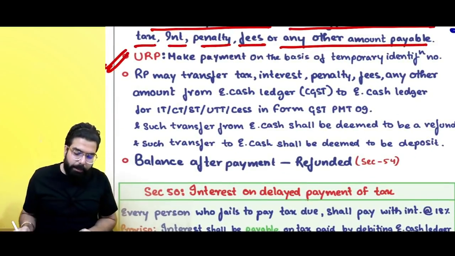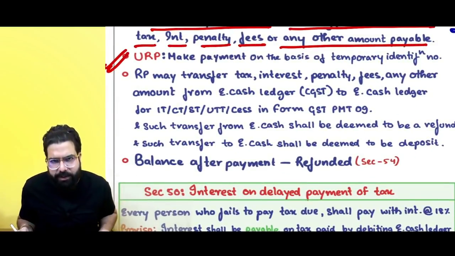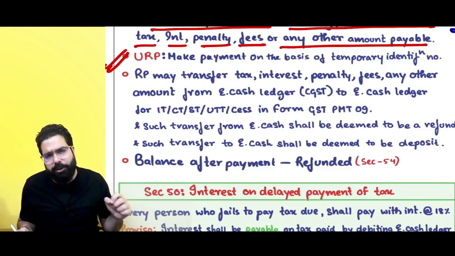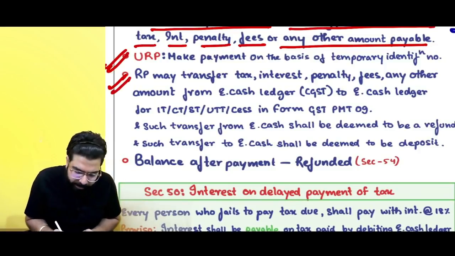Sir, I am an unregistered person. Then you will be given a temporary identification number and you can use that number to deposit your tax. Done, sir. A registered person can go ahead.